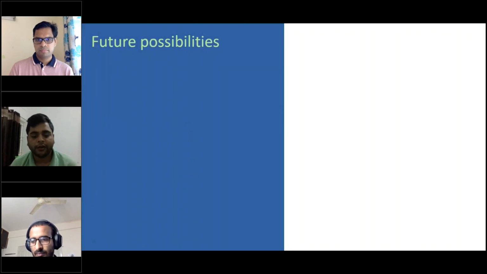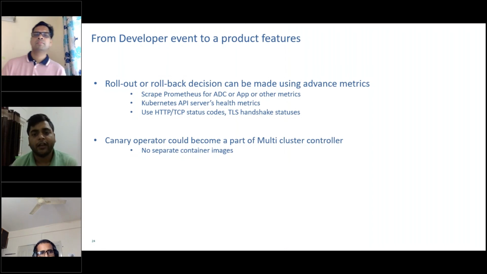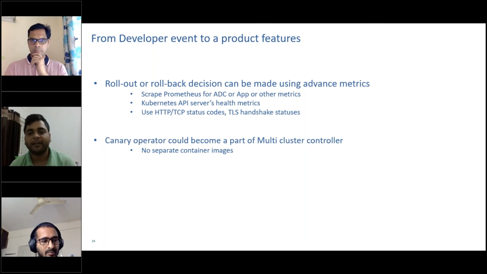Thank you, Raveendra, again for a very wonderful and exciting demo. So let's see what are the future possibilities. There is always a scope for improvements, and we rely on improving our product. So as you have seen in our demo, we have taken the decision of rollback and rollout on the very basic metrics as explained by Raveendra.